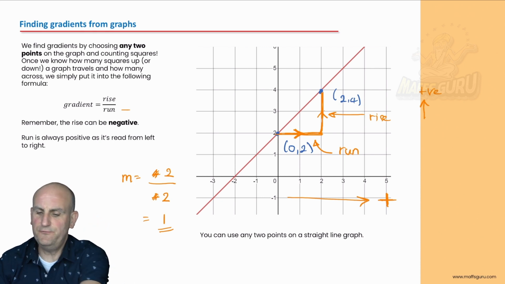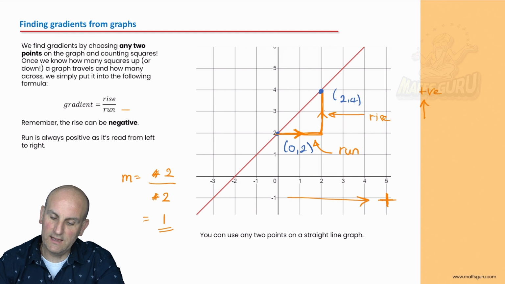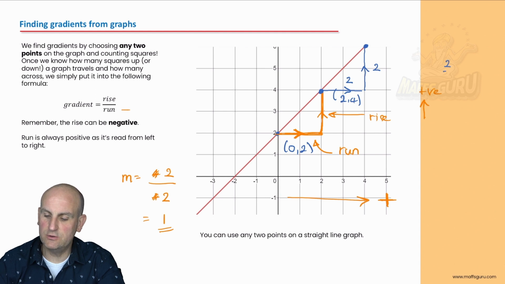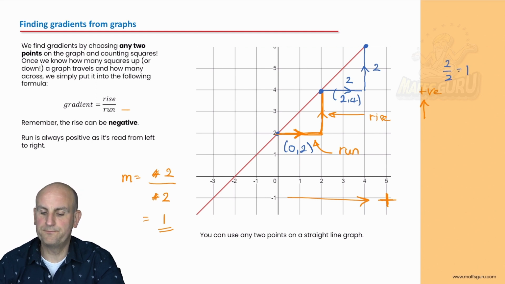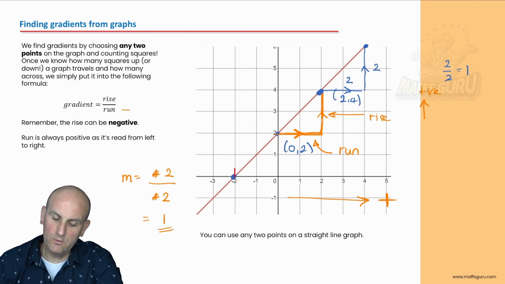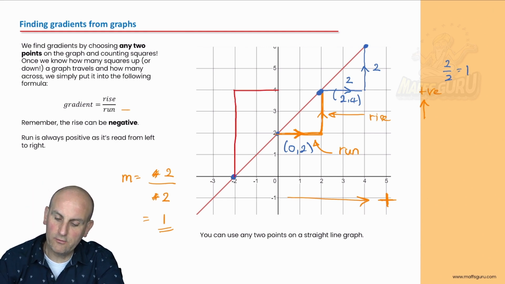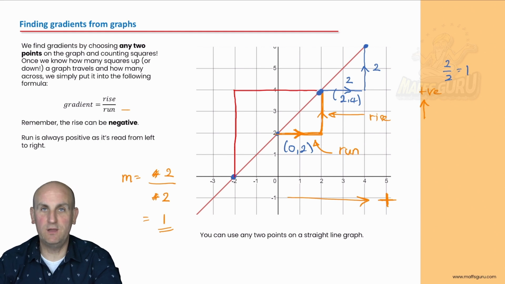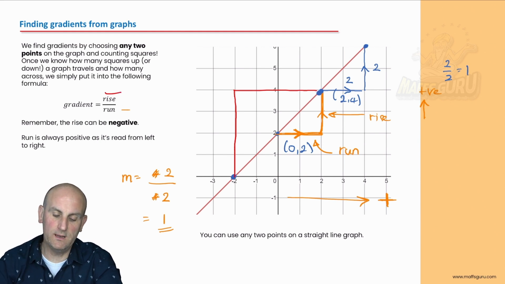What about if I chose a different 2 points? Well, let's choose this point here, and I'll go up to maybe this point here. Now again, if I go across until I'm level, and then up to meet that point, I'm going 2 that way, and I'm going up 2. So my gradient again is 2 divided by 2, or 1. It doesn't even matter if I go from this dot here to say this dot here. Let's do a different color. I can actually go up and across. It doesn't matter which way you go, so long as you write it into your formula properly.